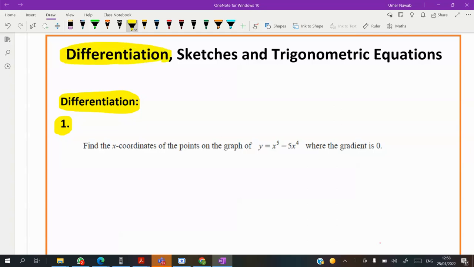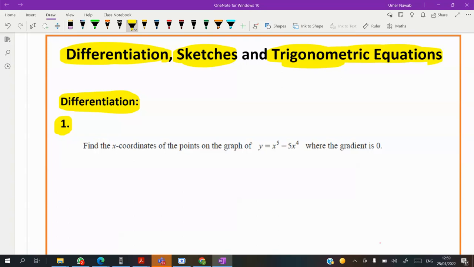Today I came with a new video which is related to differentiation, sketches, and trigonometric equations. As you all know, these are three topics which are tested from 2020 onwards when the syllabus changed. That's why I have compiled them into one worksheet. All the questions that came on differentiation and trigonometric equations I put in this sheet. After doing all these questions, you can see how the examiner has tested this new skill added in the syllabus. So the first topic is differentiation. Let's see how these questions can be solved.